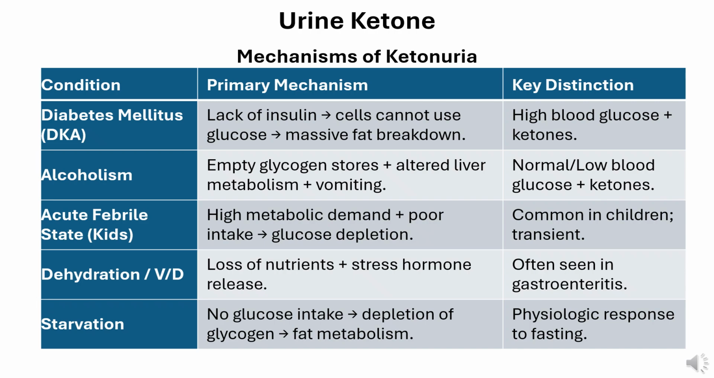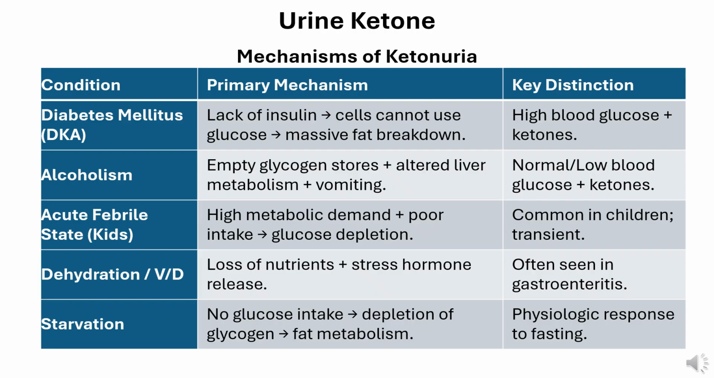Alcoholics often have poor nutrition and empty liver glycogen stores. Alcohol metabolism alters the NAD/NADH ratio in the liver, shifting metabolism toward ketone production. Vomiting/dehydration worsens the state, causing the body to release stress hormones that promote fat breakdown.